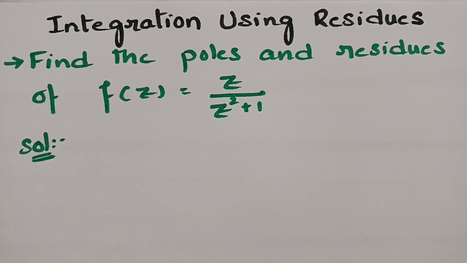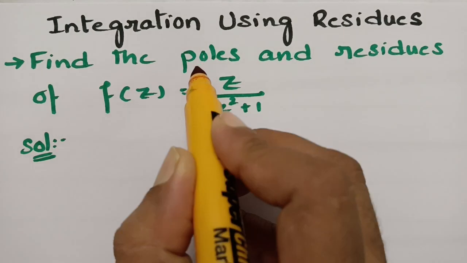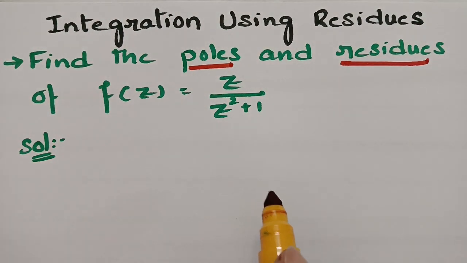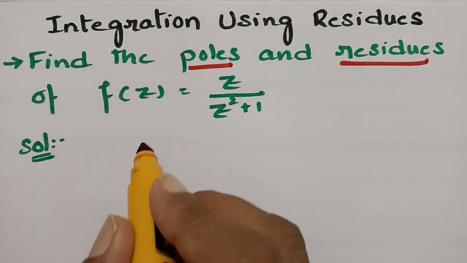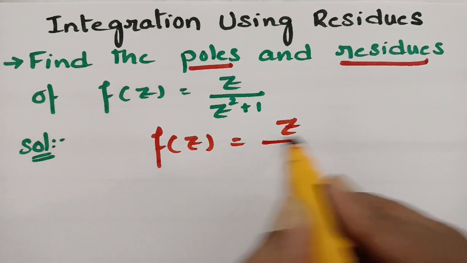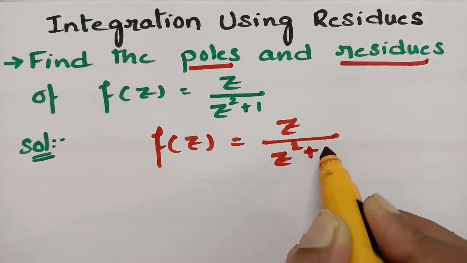This video is on integration using residues. In today's video, we are going to find the poles and the residues of the function f of z is equal to z by z square plus 1. Clearly from the question, f of z is given as z by z square plus 1.